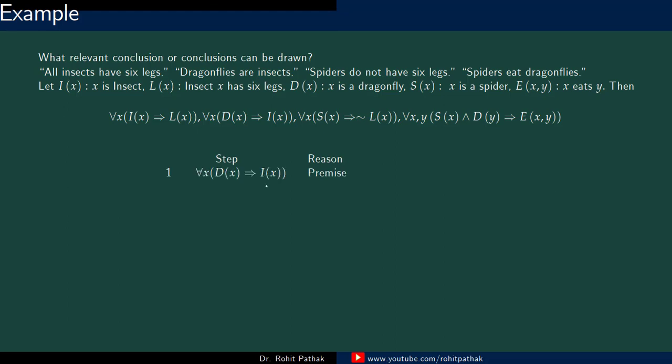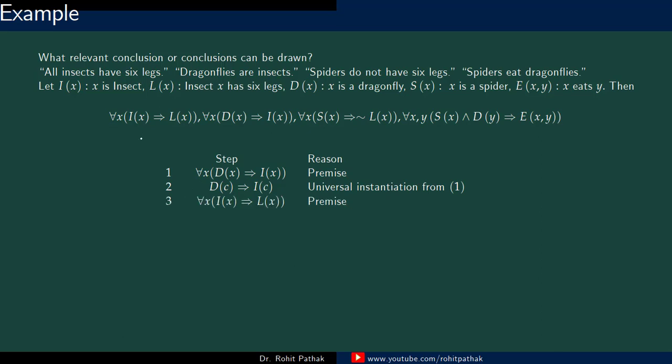Again in step 1 we take any one of the premises. So we take these two premises. For all x, Dx implies Ix. So using universal instantiation, this is true for any arbitrary C. Here the domain is the set of all creatures, or we can take the set of all animals. So this is true for any arbitrary C: if C is a dragonfly, then C is an insect.